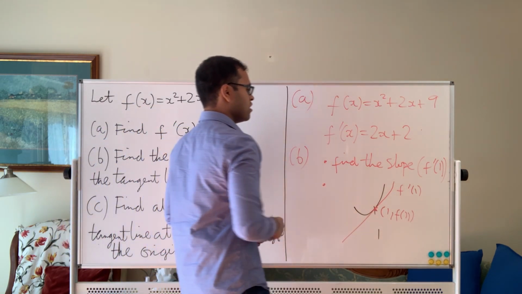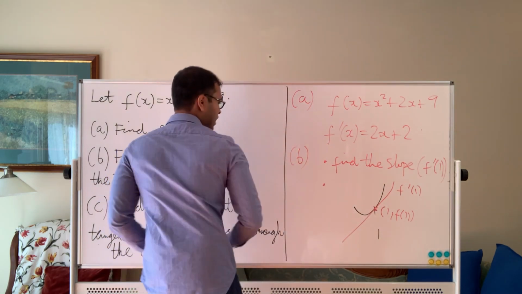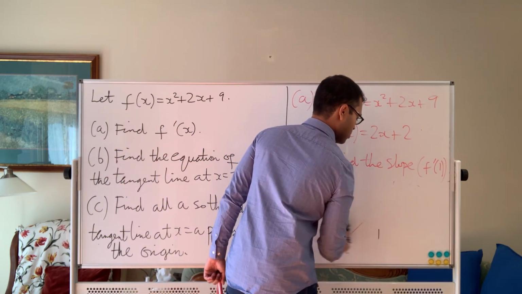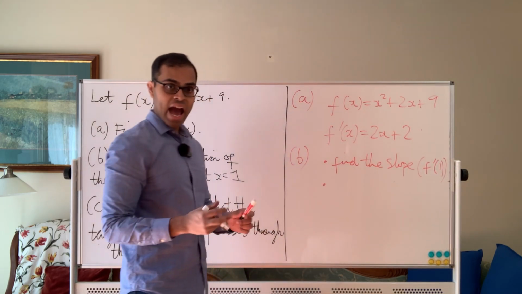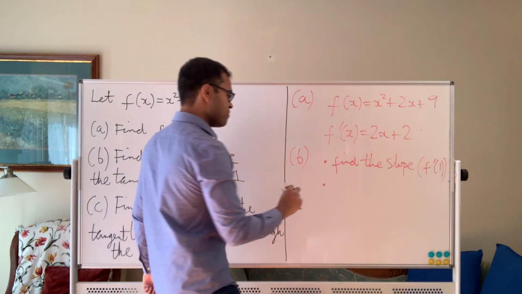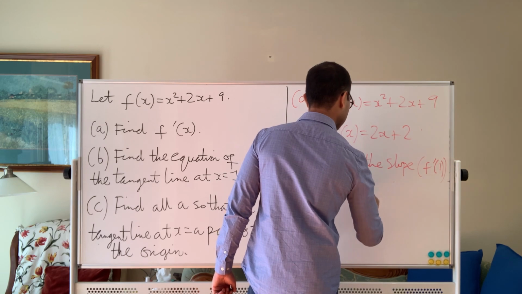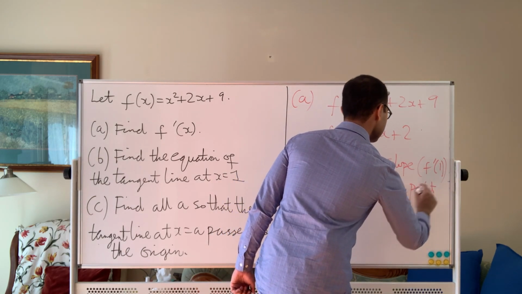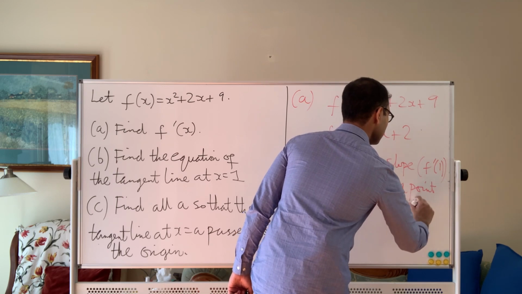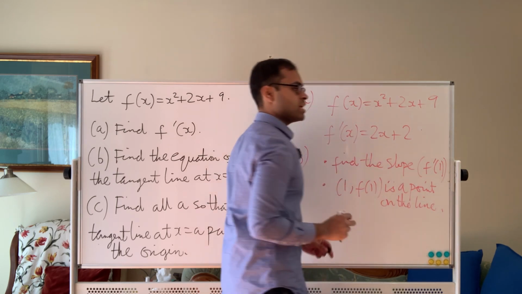So the point it passes through is just 1 comma f of 1, because we're finding the tangent line at x equals 1. So 1 comma f of 1 is a point on the line. And now that we know this is a point on the line, what we can do is use the slope intercept form of a line.